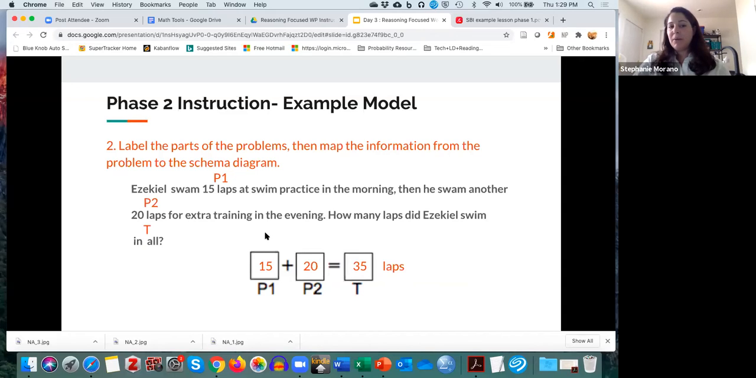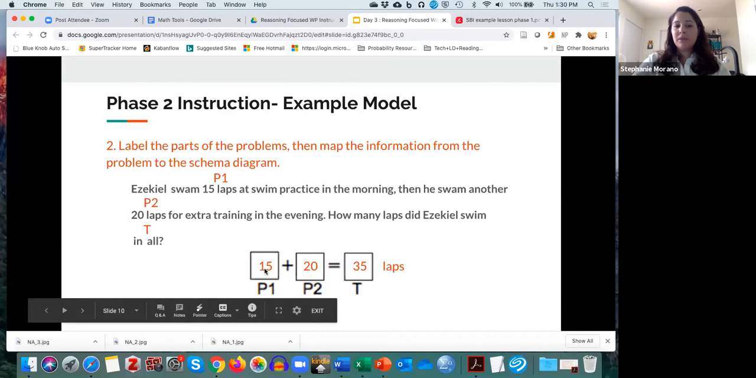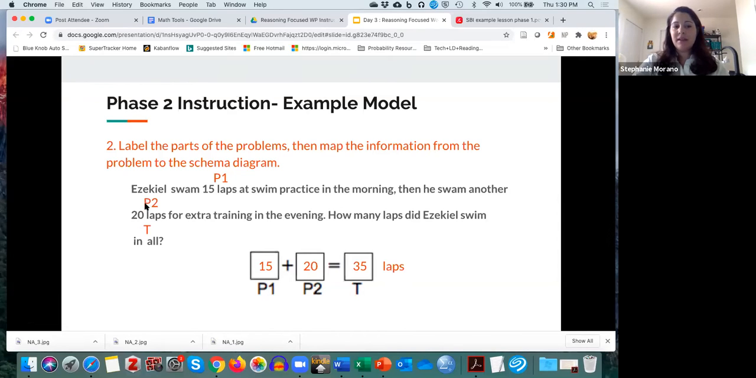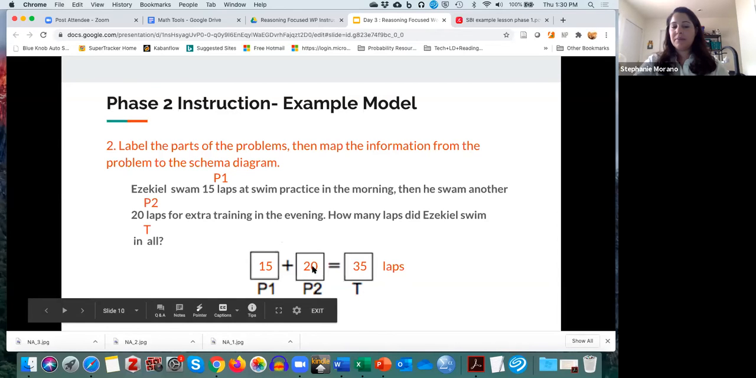Then we want to label our parts. So we've got two parts in this problem, the laps Ezekiel swam in the morning and the laps Ezekiel swam in the afternoon. So we're going to label the 15 laps that Ezekiel swam in the morning as part 1. And then we're going to transfer that information down into our diagram. 15 laps in the morning, that's part 1. And 20 laps in the evening is part 2. So I'm going to label it in my problem and transfer that 20 laps into my diagram.